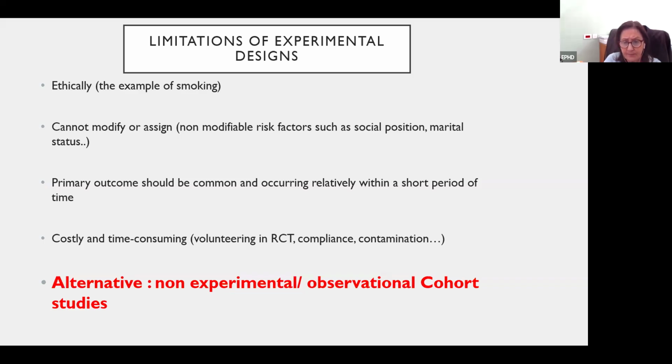And RCT, this is the next study design that will be given by Dr. Khalil Asmar on March 10.